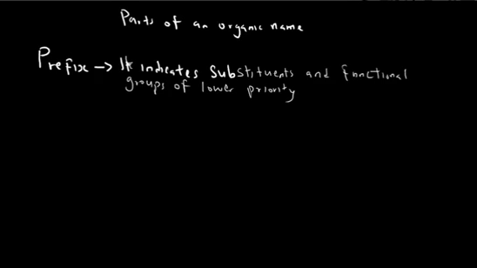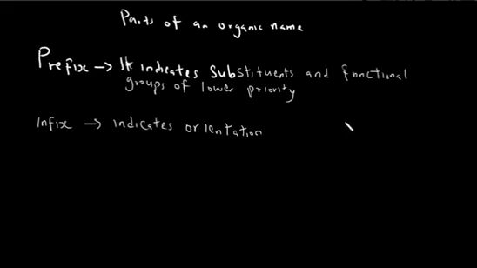Mona, are you still there? Yes. Okay, very good. So let's continue. So we go to the next one. The next one after the prefix is what we call the infix. The infix indicates orientation. So it more or less tells us the shape or arrangement of the carbon atoms.